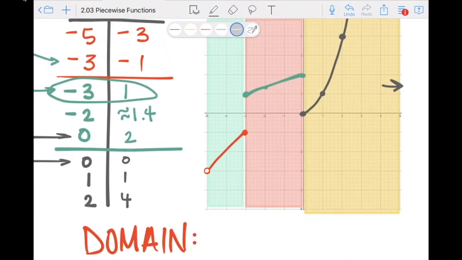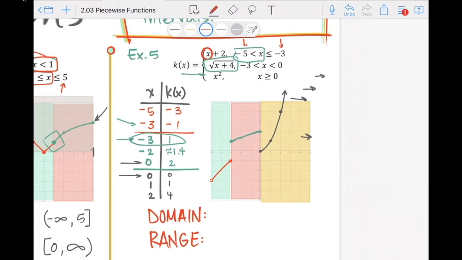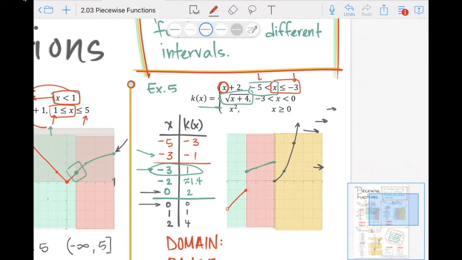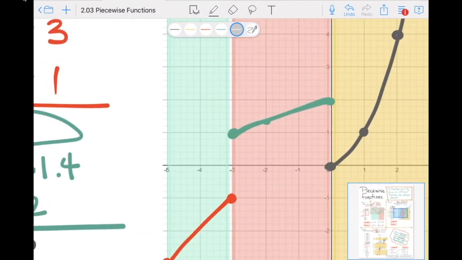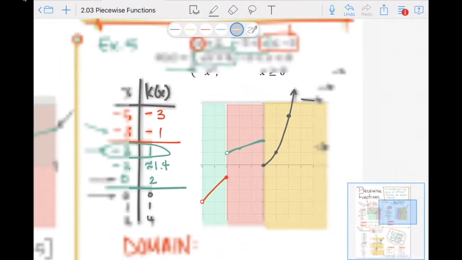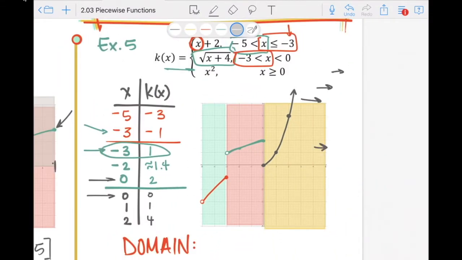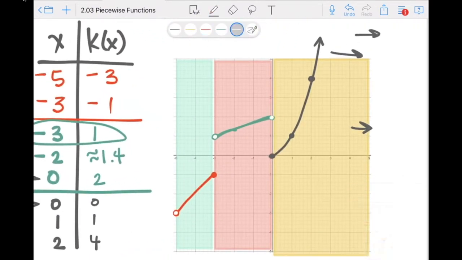So we need an open circle at -5. At -3, notice x is less than or equal to -3, so we're going to keep that dot closed. For the second part of the piecewise function, we've got -3 is less than x, so right here we need an open circle. And finally, for that second interval, we've got x is less than 0, so again, we're going to have an open circle right there.